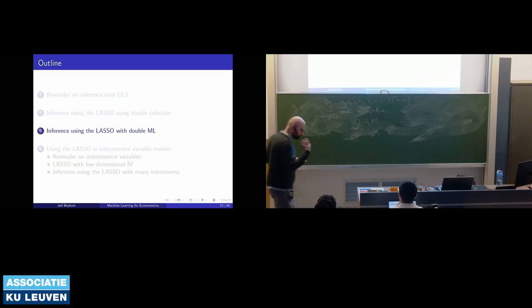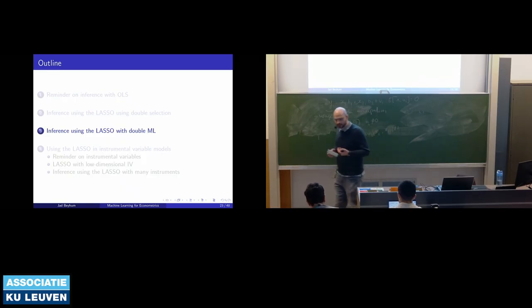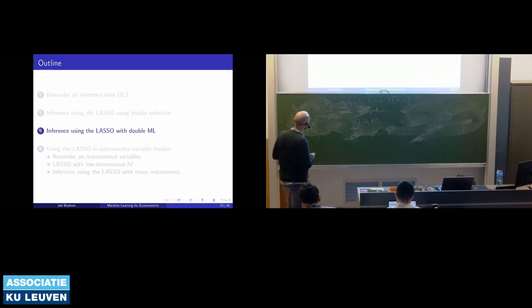Okay, so we saw a first way to do inference with a lasso, and that's double selection. The nice thing with double selection is that it's very intuitive. You can understand it in terms of omitted variable bias. You can think of it as essentially selecting all variables that could give substantial omitted variable bias.